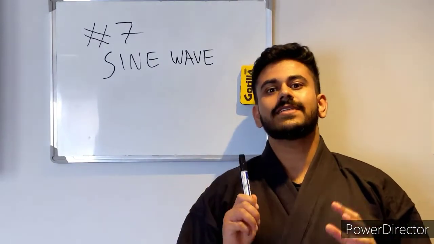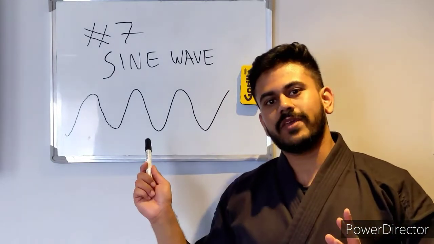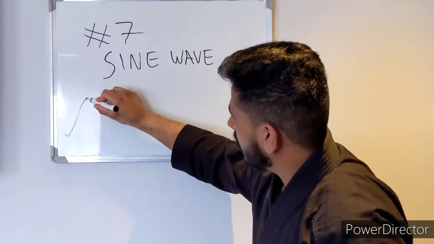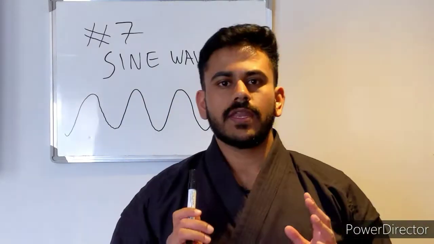Number 7 is sine wave. Now sine wave is the mathematical term for this wavy line. Thing go up, thing go down, thing go up, thing go down, thing go up. Now this line is meant to denote the up and down movement that someone's meant to follow as they execute a technique.